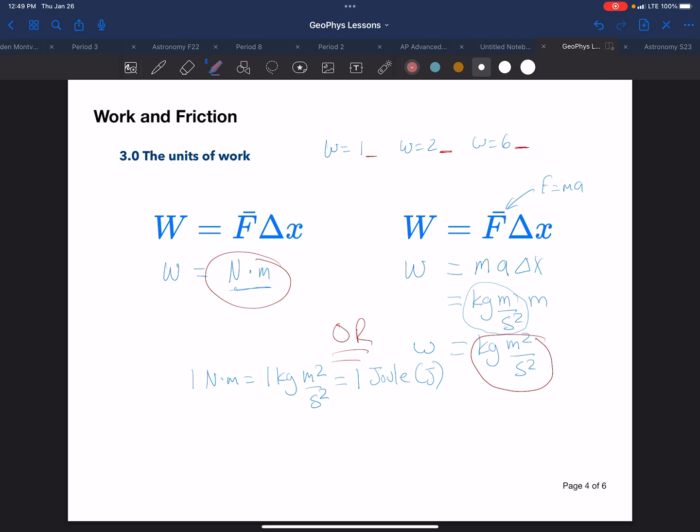Now, what we would say is that this is the units in fundamental units. And we would say that newton meter is a derived unit, and so is a joule. It is also a derived unit, the units being derived from something more fundamental. So there are indeed 3 different units we could use for work: newton meter, kilogram meter squared per second squared, and a joule.